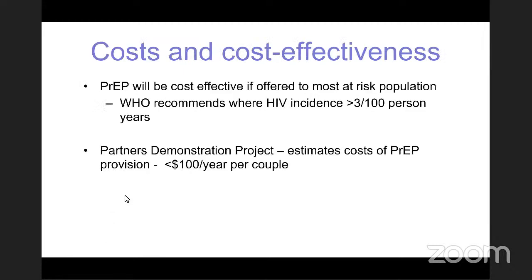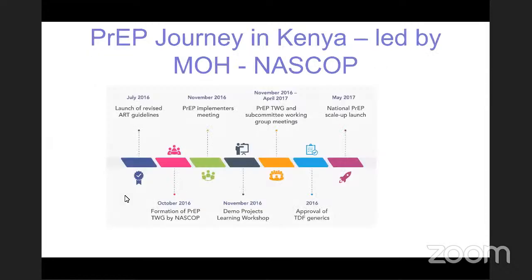There's also the issue of cost for policymakers. Whenever you have a new intervention, policymakers want to know how much this intervention will cost. Would it be affordable? And as you're thinking about population, which population do you focus on? That's why WHO was recommending PrEP for populations that have an incidence of higher than 3 per 100 person years. In terms of costs, some of our groups have done costings, and it costs around $100. That's 10,000 per couple per year.